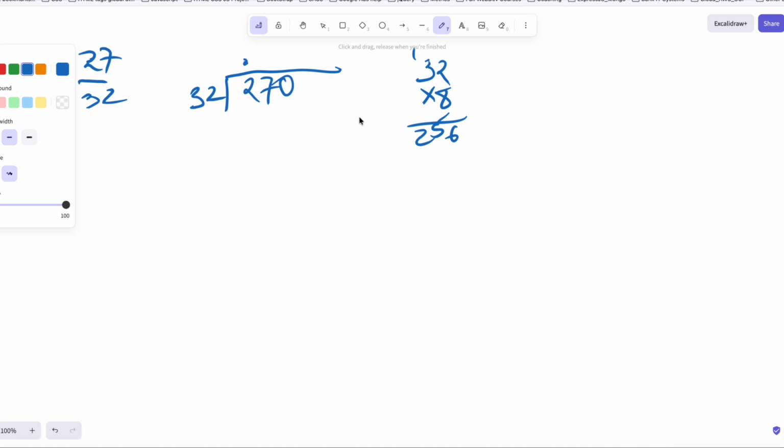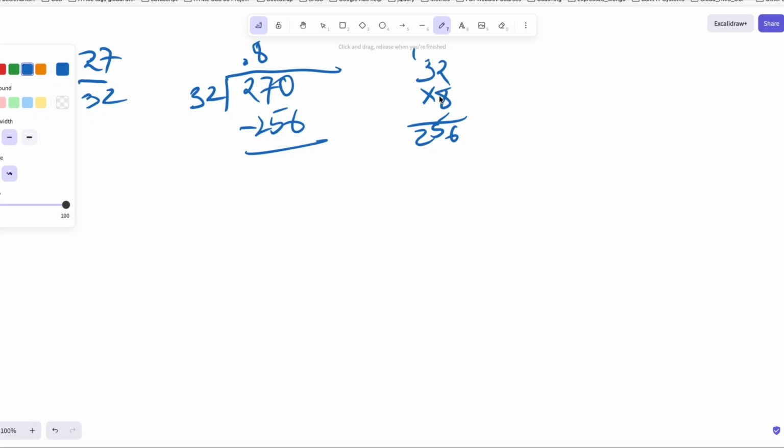It'll overpass 270. So 32 times 8. So 8 is the number that you multiply 32 with to get a number which is less than 270. So you put an 8 here, right? And what's the answer? You get 256. And just quickly check the math here just to make sure the number is correct.